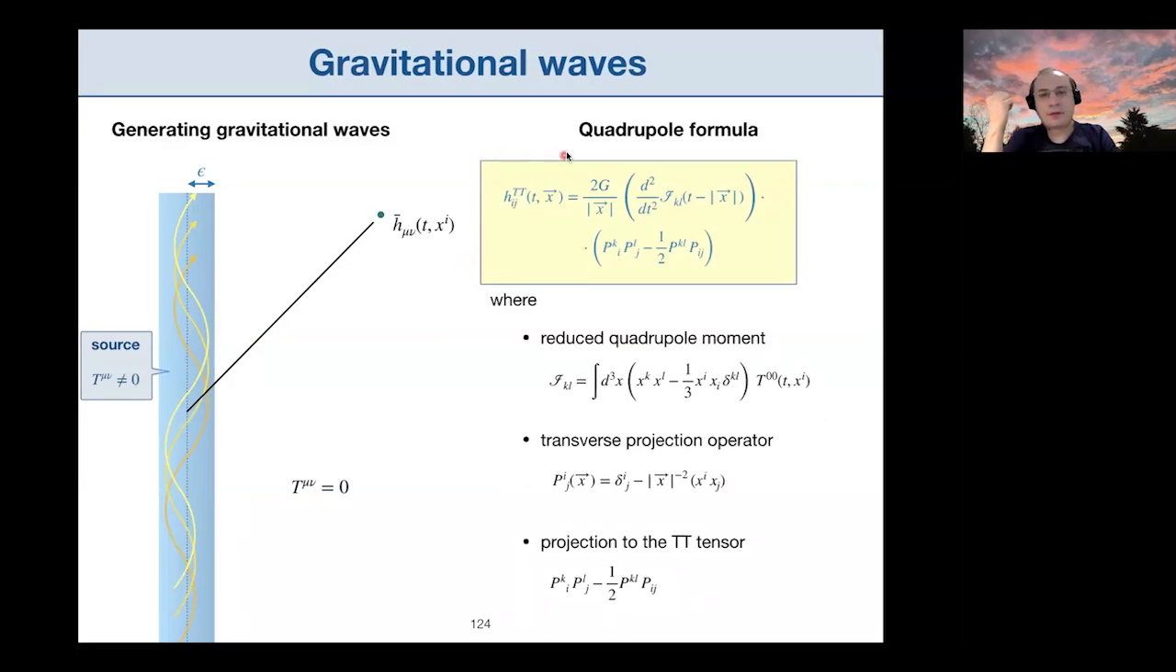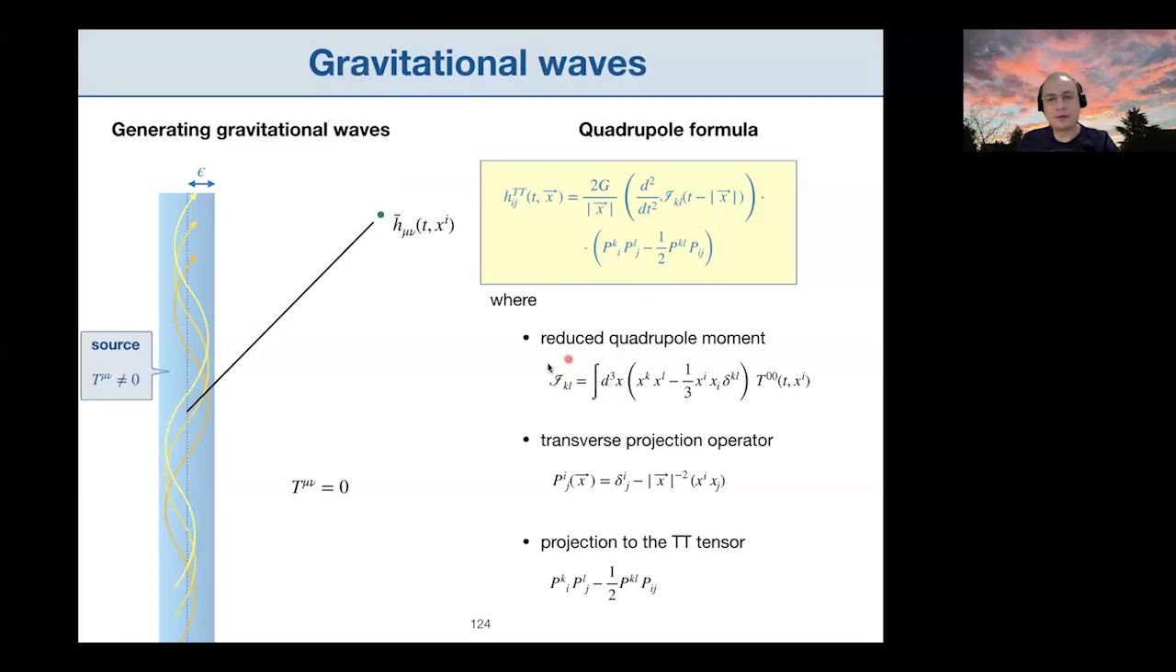What I want to derive is known as the quadrupole formula. So we calculate the perturbation of the metric tensor due to the gravitational wave in the transverse traceless gauge at point (t, x). And that's supposed to be 2G over |x|, which is basically the distance from the barycenter of this system. And here we have the second derivative of a tensor I_kl at the moment corresponding to the emission of the wave. So we need to look at the retarded time here, time which takes into account the lag due to the wave propagation to this point. And then this is projected to the space of transverse traceless tensors by this P.